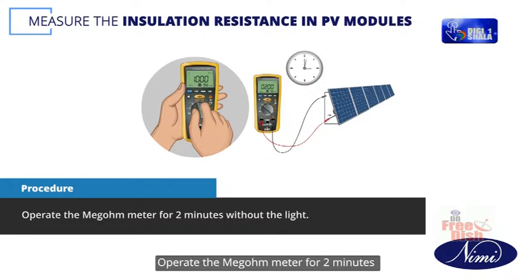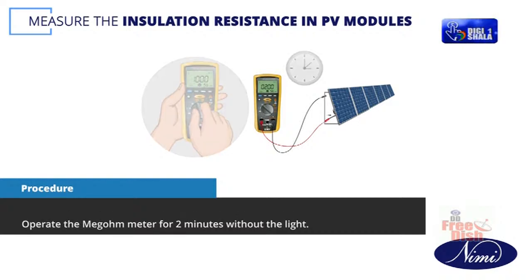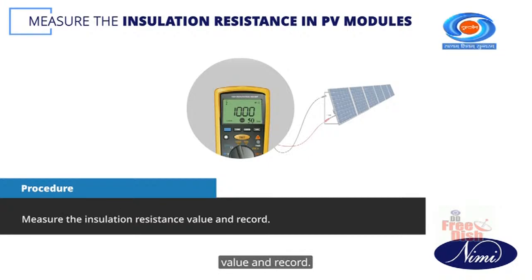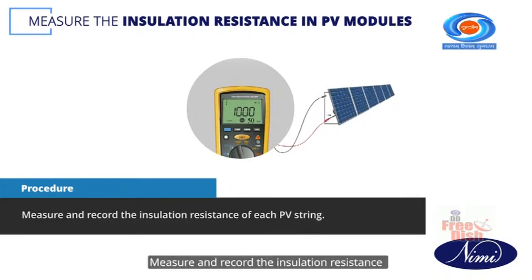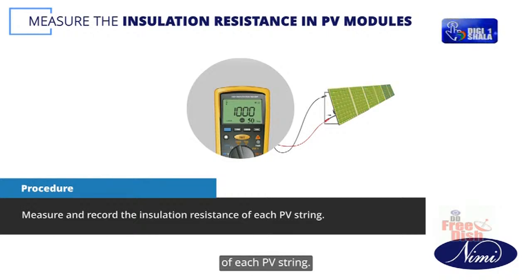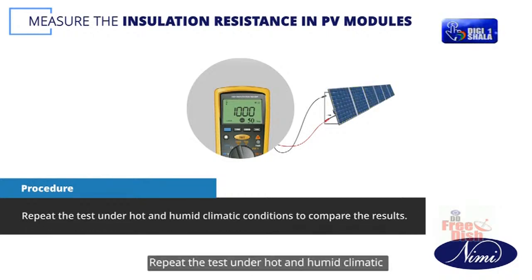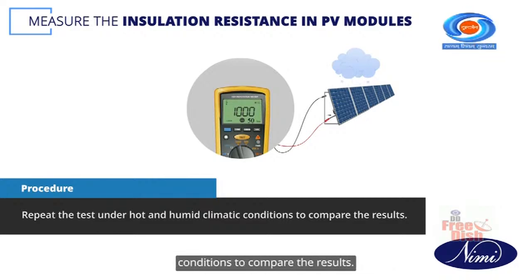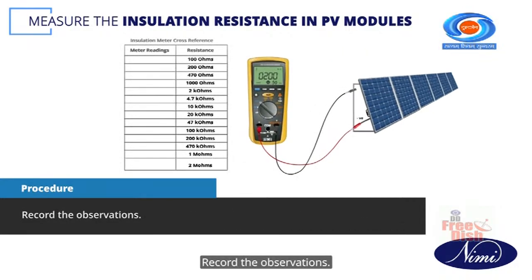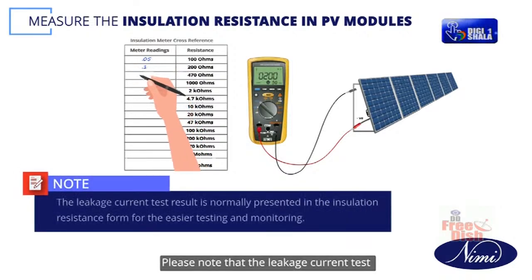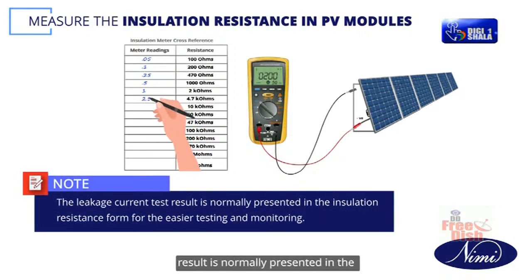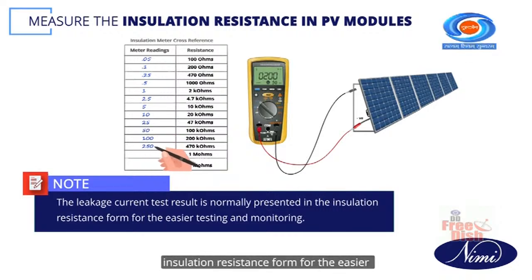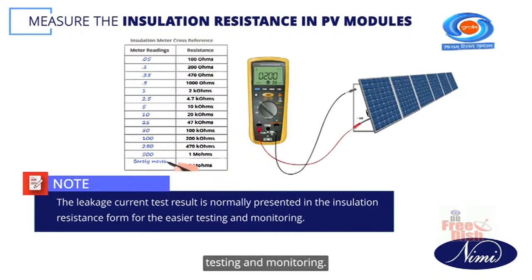Operate the megohmmeter for 2 minutes without the light. Measure the insulation resistance value and record. Measure and record the insulation resistance of each PV string. Repeat the test under hot and humid climatic conditions to compare the results. Record the observations. Please note that the leakage current test result is normally presented in the insulation resistance form for easier testing and monitoring.